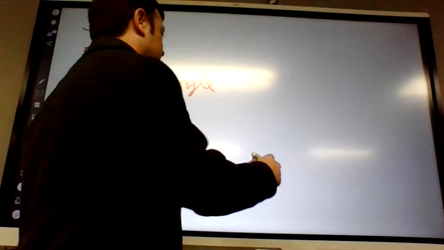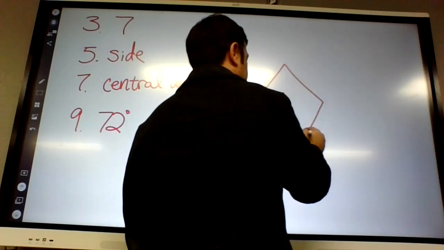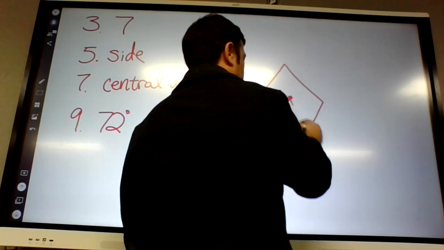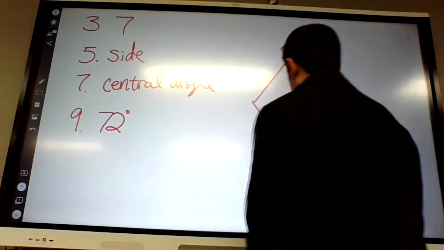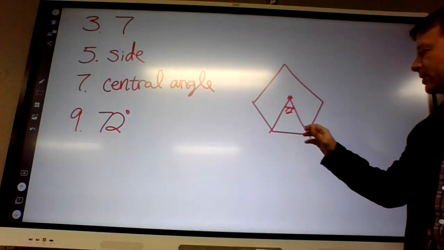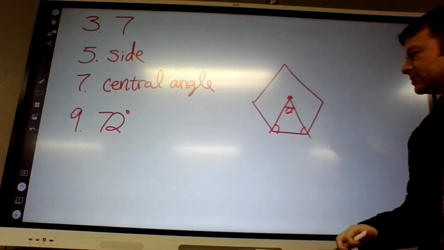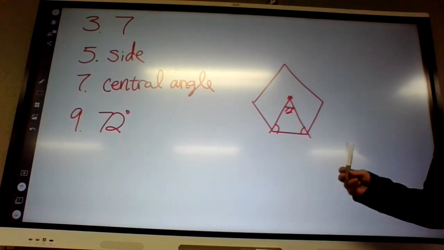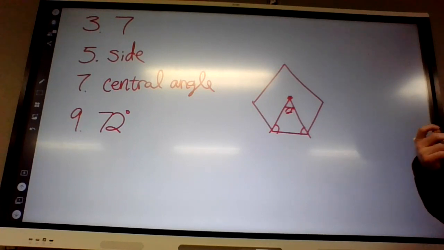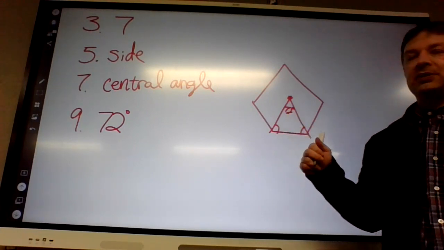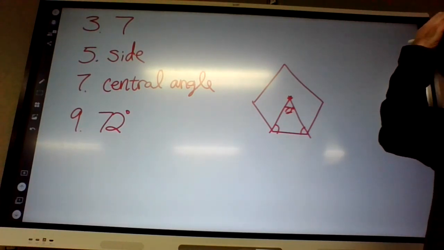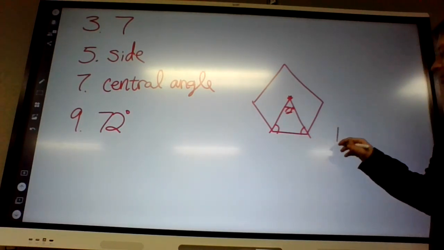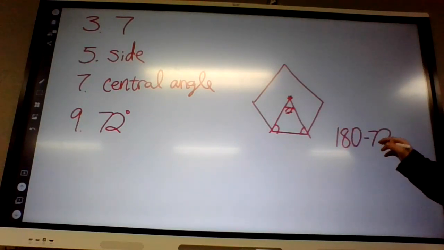Okay, I didn't really talk about number 10. So on number 10, if this is 72 degrees, how can I find one of these angles? It's not an equilateral triangle, no. You do 180 minus 72, yeah, the first time.